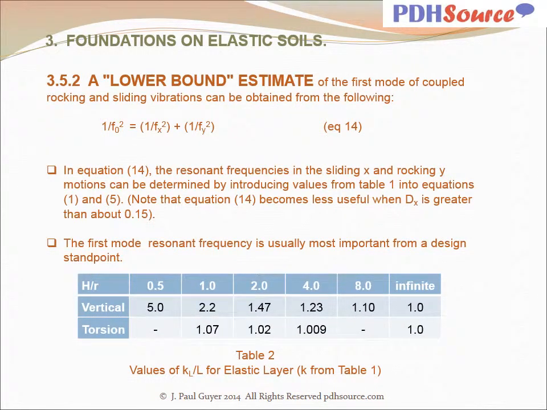A lower bound estimate of the first mode of coupled rocking and sliding vibrations can be obtained from equation 14 indicated on slide 24. In equation 14, the resonant frequencies in the sliding X and rocking Y motions can be determined by introducing values from Table 1 into equations 1 and 5. Note that equation 14 becomes less useful when d_x is greater than about 0.15. The first mode resonant frequency is usually most important from a design standpoint. Table 2 indicates values of K_L divided by K for elastic layer, K taken from Table 1.